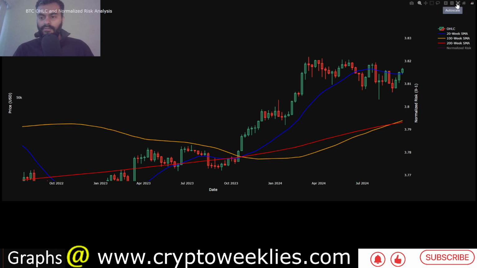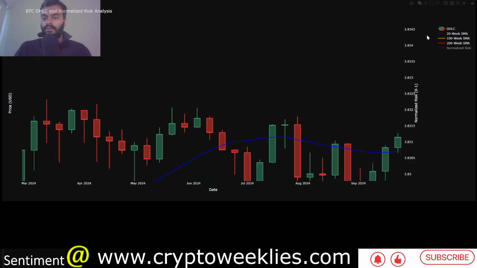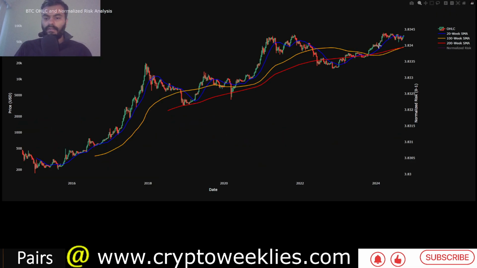This is the zoomed in version of the chart. You can see that this is the weekly price action based candlesticks for Bitcoin. Along them, in blue is the 20-week moving average, in yellow is the 100-week, and in red is the 200-week moving average.